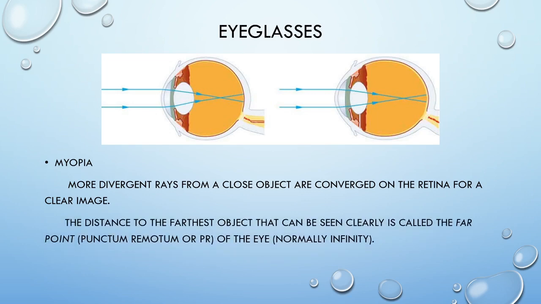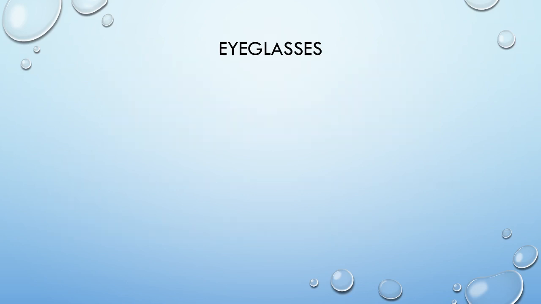The distance to the farthest object that can be seen clearly is called the far point, also known as punctum remotum or PR of the eye. The value of PR for a normal eye is infinity.